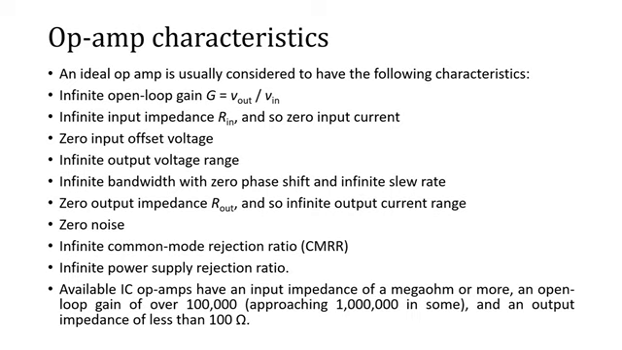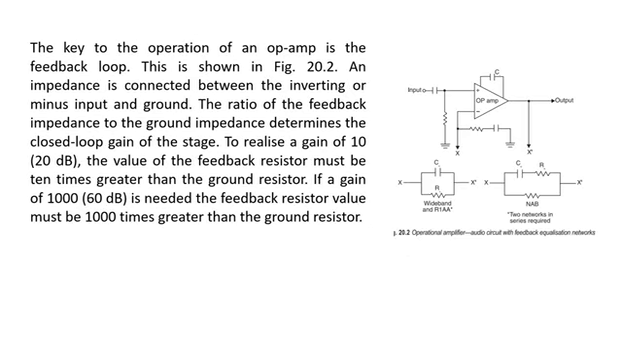In practice, the input impedance is in the range of mega ohms or more. The open loop gain is around 1 lakh, sometimes above that. This is approximately what they say. And the output impedance is less than 100 ohms. So this is the key operation of an op-amp with feedback. You can see that a feedback is available.